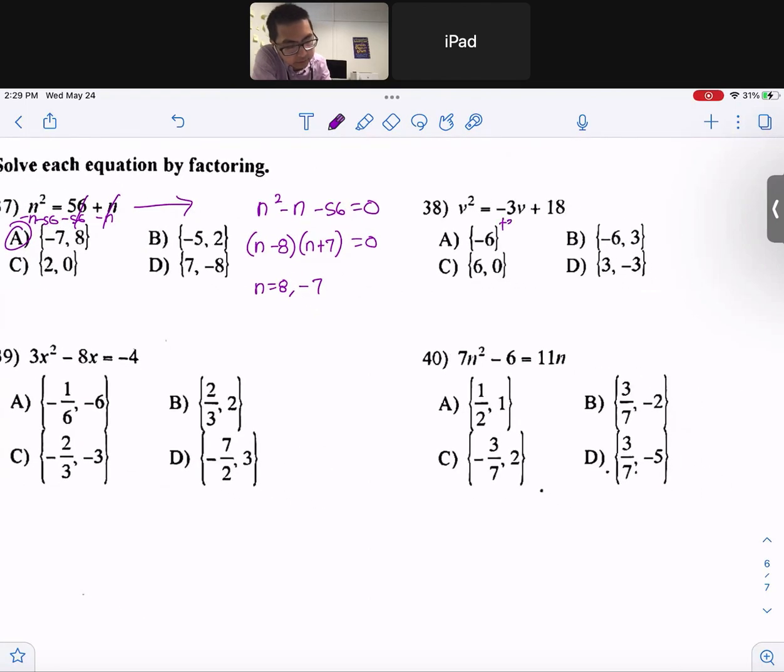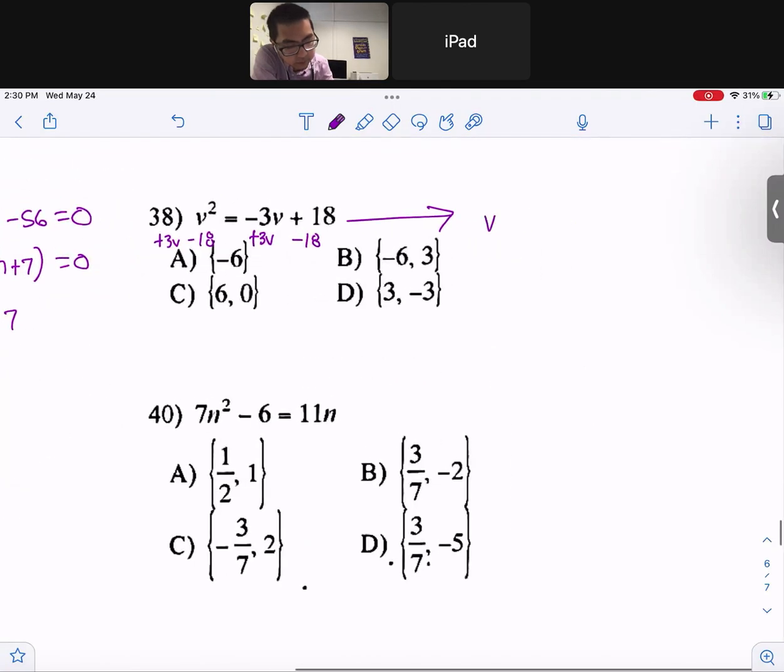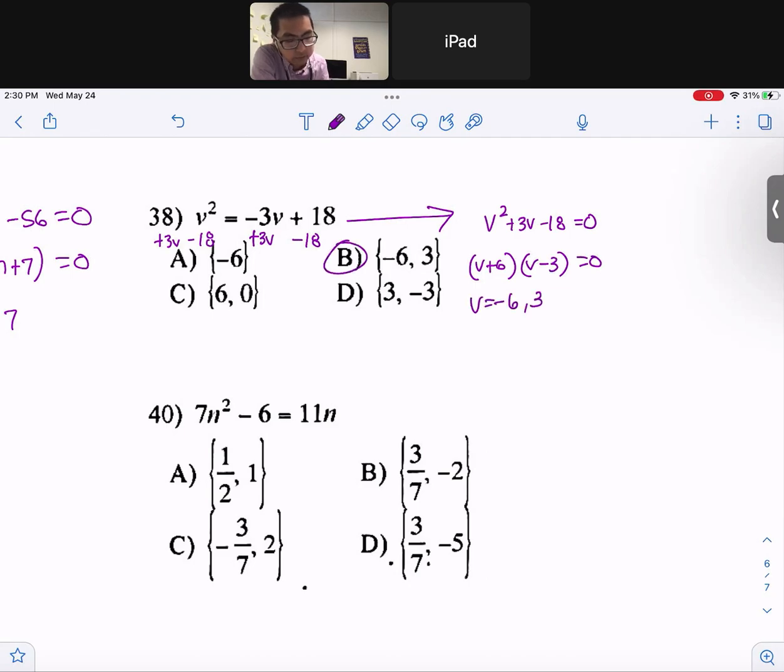Number 38, again, because we're dealing with quadratics, move everything to one side of the equation so that the whole equation equals 0. V squared plus 3v minus 18 equals 0. X method, v plus 6 and v minus 3, so v equals negative 6 and 3, so that's going to be b.